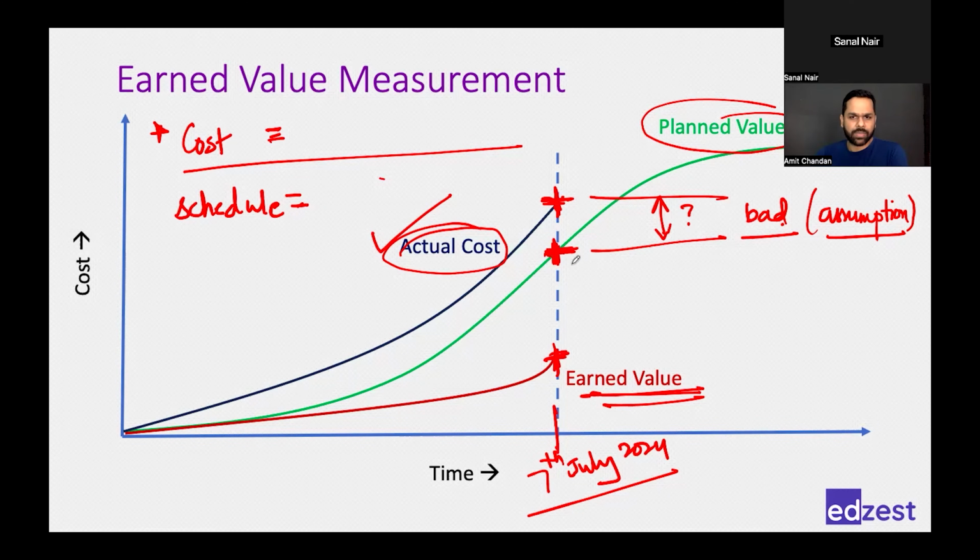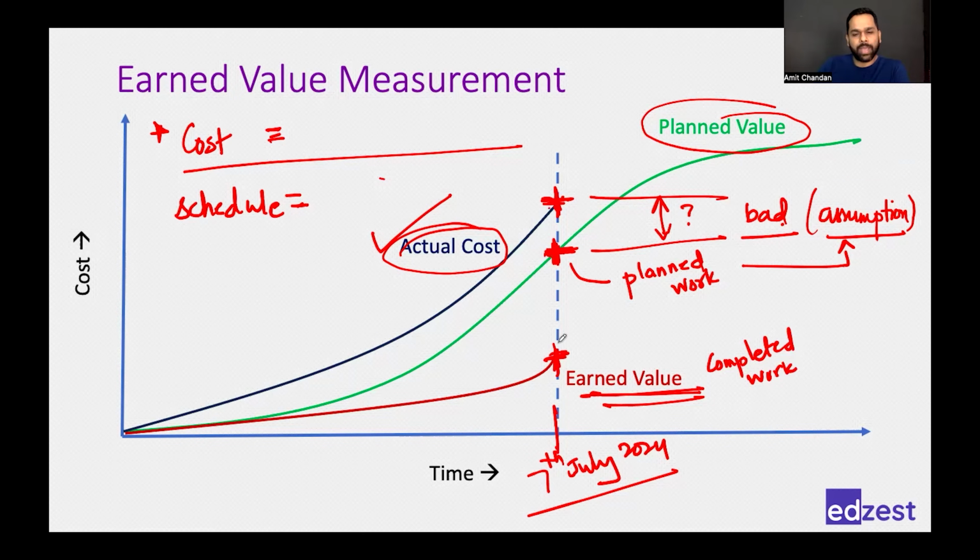Currently, I am measuring it with respect to planned work. Correct. Yes, that's why I need to make that assumption. But if I don't have to make that assumption, what should I compare it with? I should compare it with completed work. Correct. So what will I compare it with? I'll compare it with my earned value. Okay. So thanks a lot, Anil, for bringing that point up.